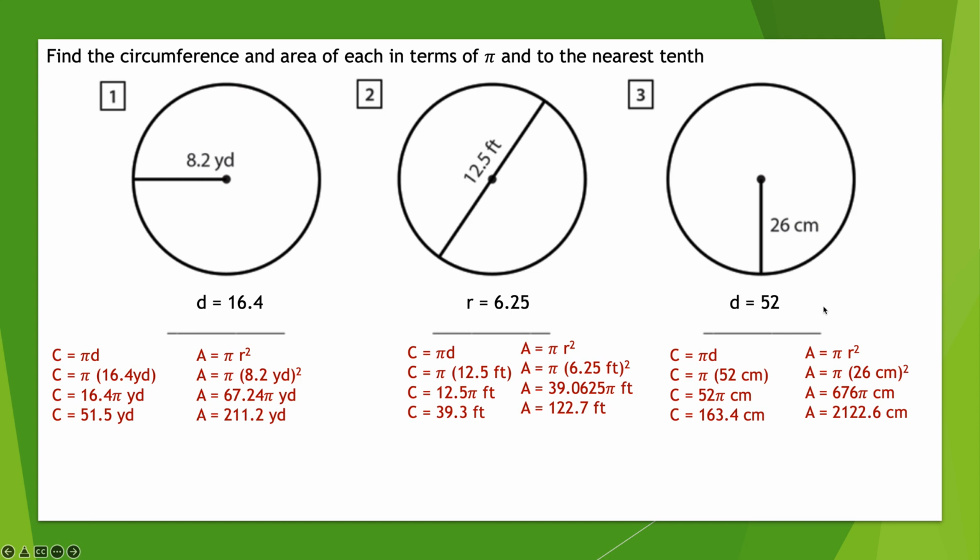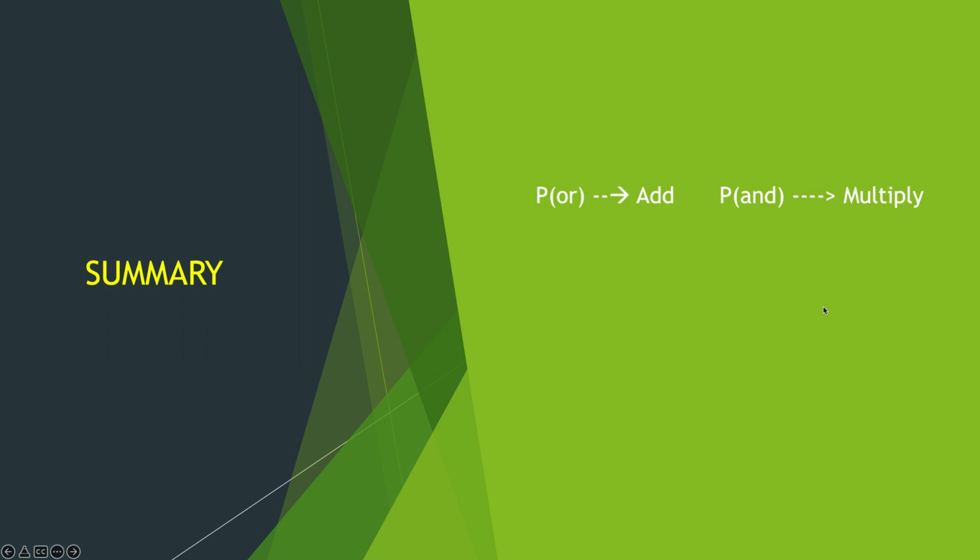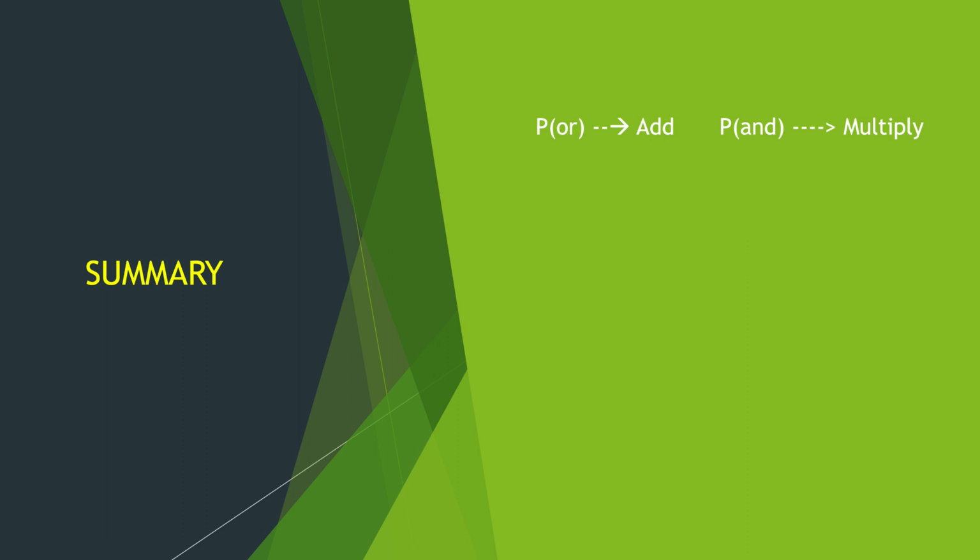So our summary. First, if you get a probability of or, you add. If you get a probability of and, you multiply. Next, any guaranteed event has a probability of 1. So for certain events, like winning and losing in the playoffs or getting a foul shot in or not in, the probability of A plus the probability of not A is 1.